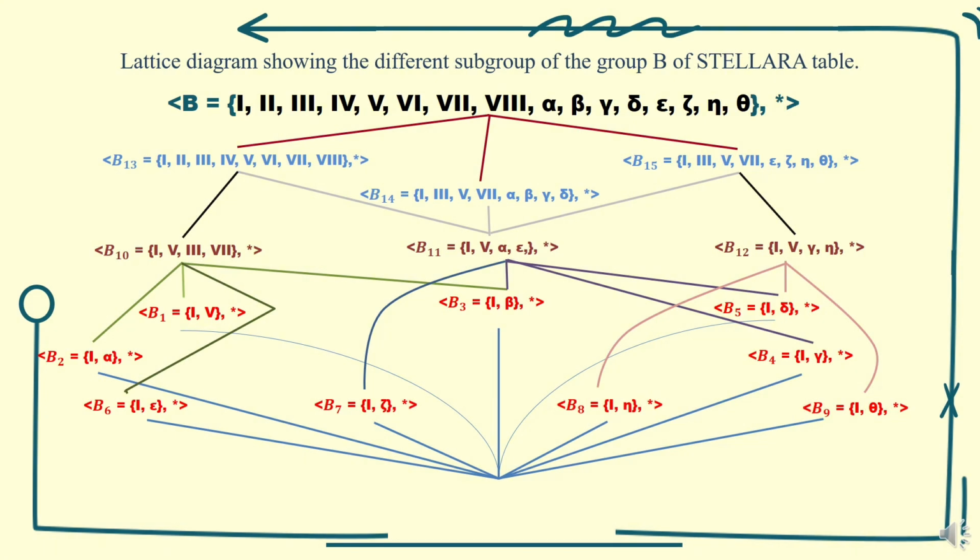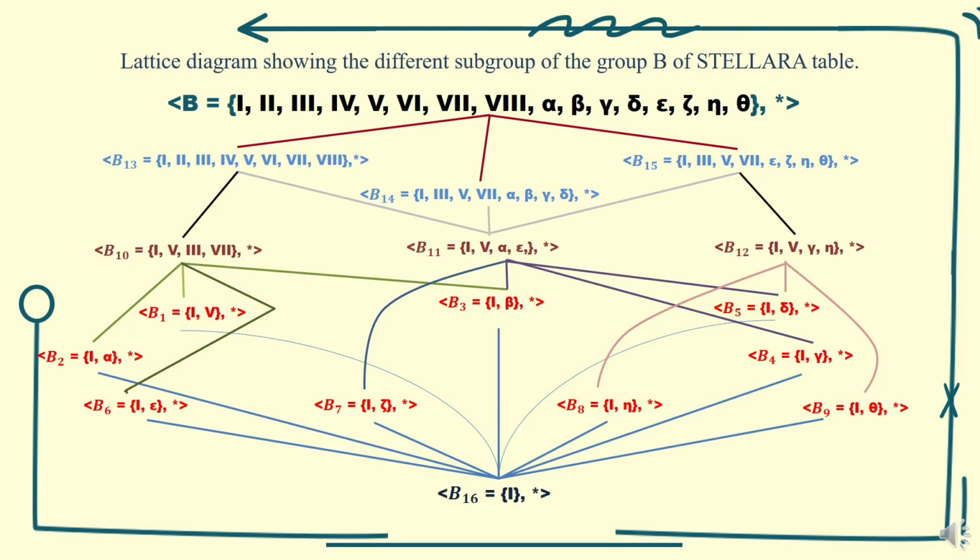Next, the set of 1 and gamma under the binary operation star is a proper subgroup. Next one is the set of 1 and delta is a proper subgroup under the binary operation star. Next, the set of 1 and epsilon is a proper subgroup under the binary operation star. Next, the set of 1 and zeta under the binary operation star is a proper subgroup. And next, the set of 1 and eta is a proper subgroup under the binary operation star. And lastly, the set of 1 and theta is a proper subgroup under the binary operation star.